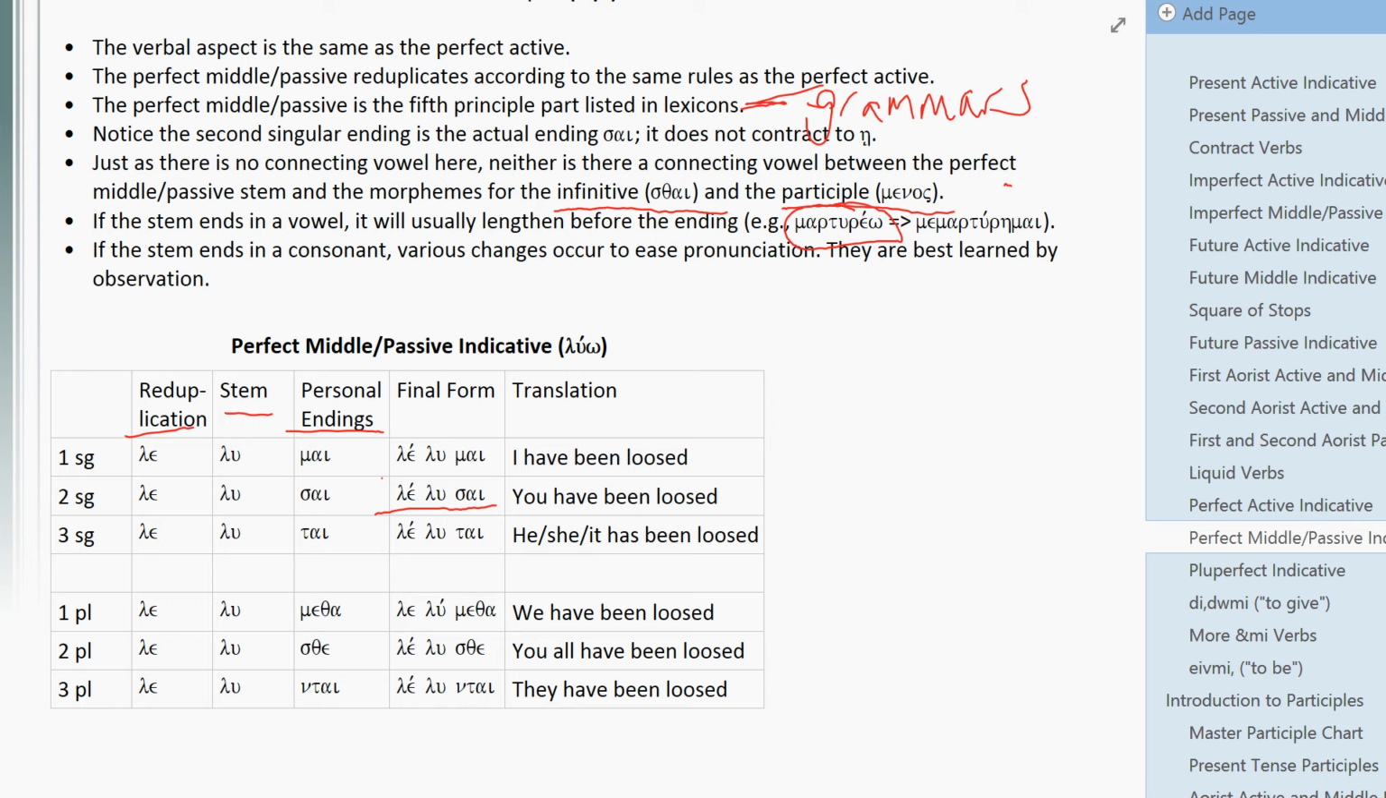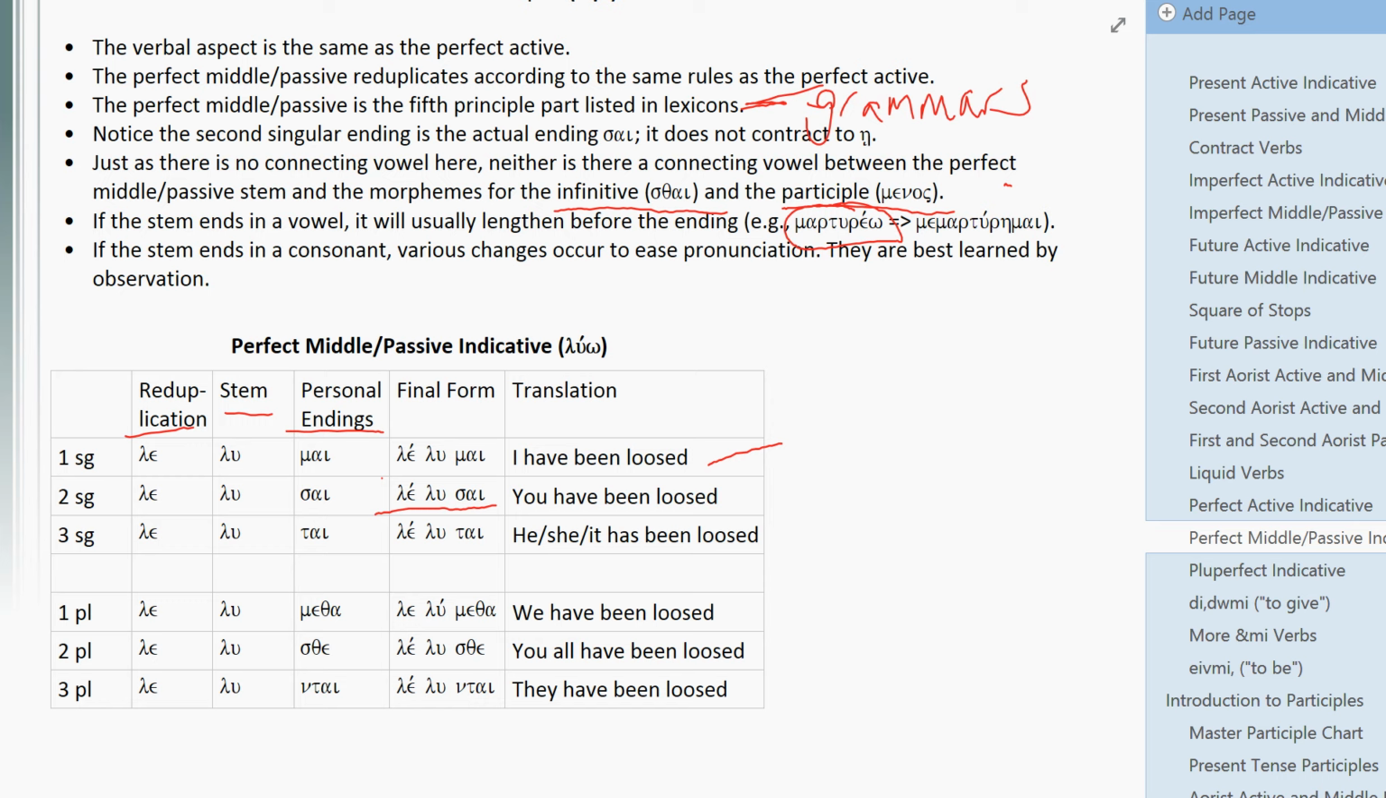So, to say these, if you want to say it together with me: lelumai, start again, lelumai, lelusai, lelutai, lelumetha, lelusthe, leluntai. Those are the various forms, and the basic translation I'm giving here, remember all the caveats I gave about translation in the perfect active video, is I have been loosed.